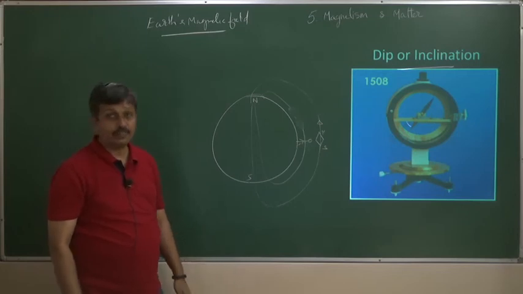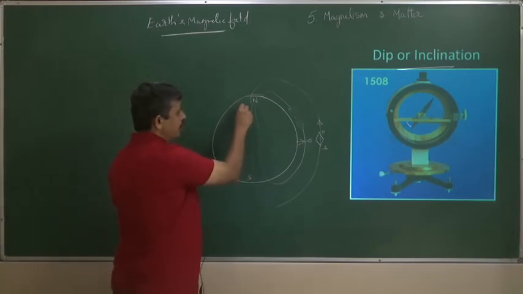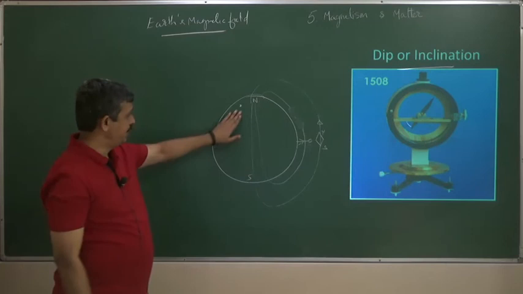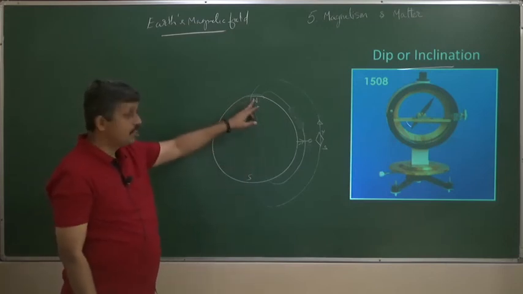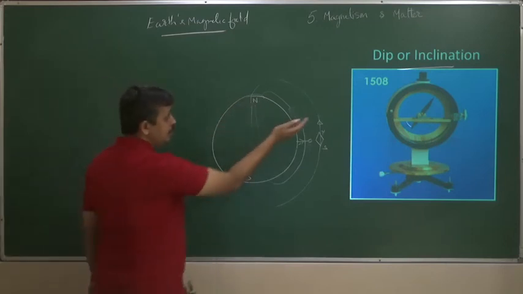And in fact, if you stand on the magnetic north itself, I am writing here, let us say this is magnetic north. If you stand on the magnetic north, then suddenly the dip will be 90 degrees.